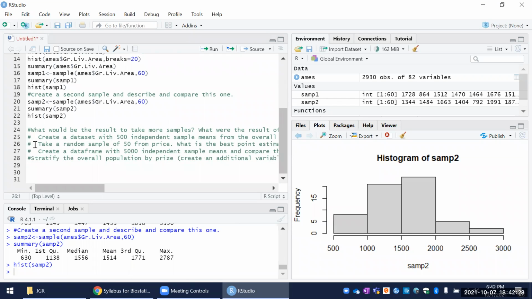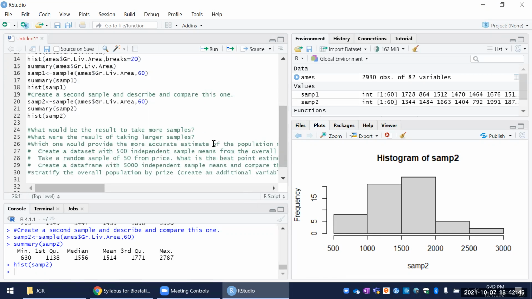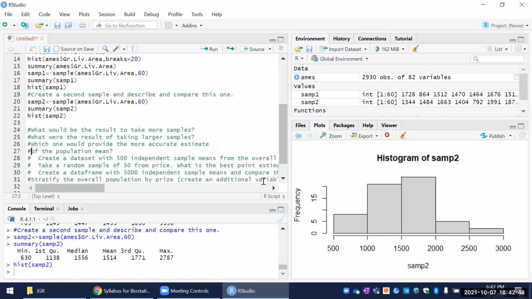And these repeated samples essentially will then allow you to build something which is essentially a distribution of the sample means. So if we are taking more samples, we are actually not looking at the mean of a sample anymore, but we're looking at the distribution of the sample mean. So please answer these questions accordingly. And then also create a data set with 500 independent samples. And how do we do that?